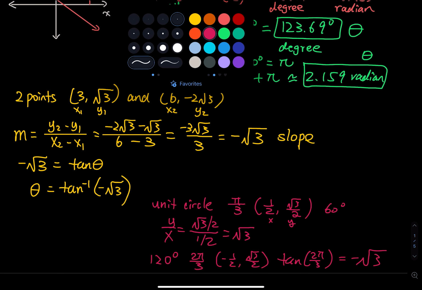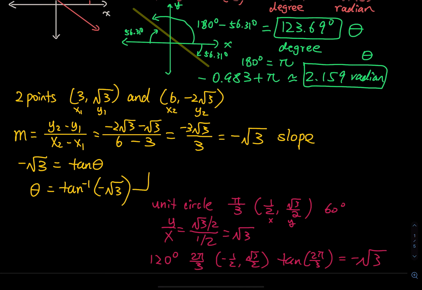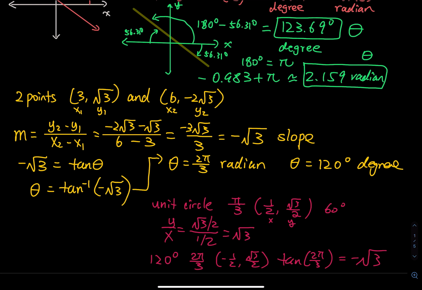So as a result, theta is equal to 2 pi over 3. This one is in radian. And then also theta equals 120 degrees. So this is in degree. That's why at the beginning of this video, I said that this video requires you to know trigonometry.